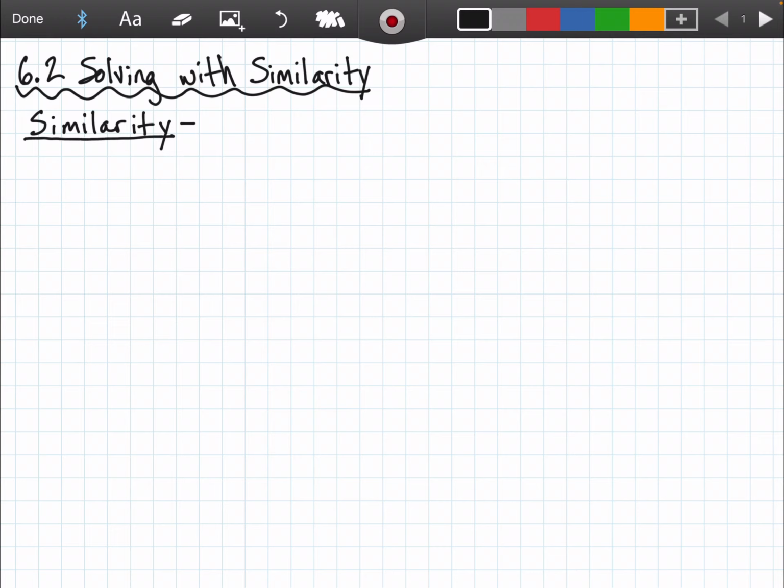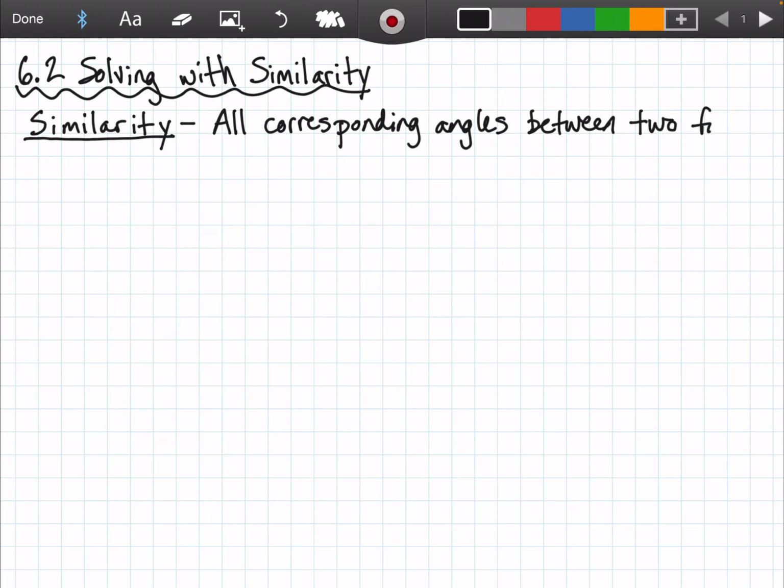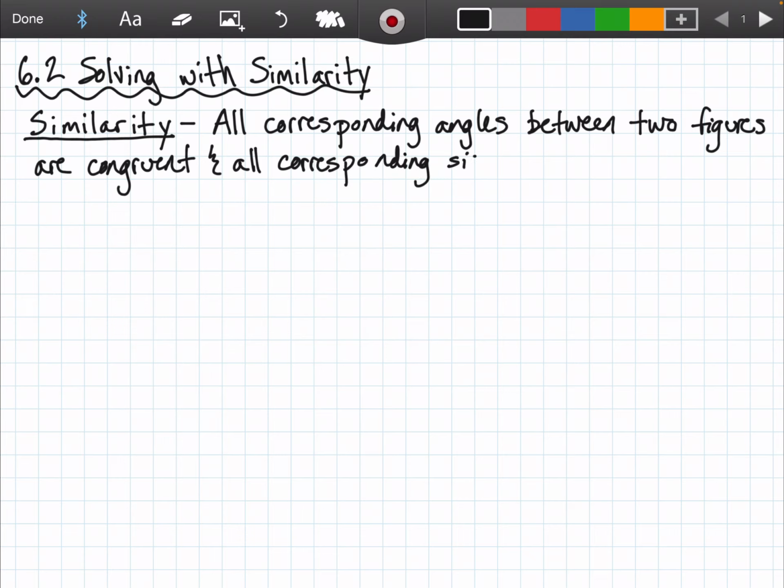Similarity is defined by the fact that all corresponding angles between two figures are congruent and all corresponding side lengths are proportional.